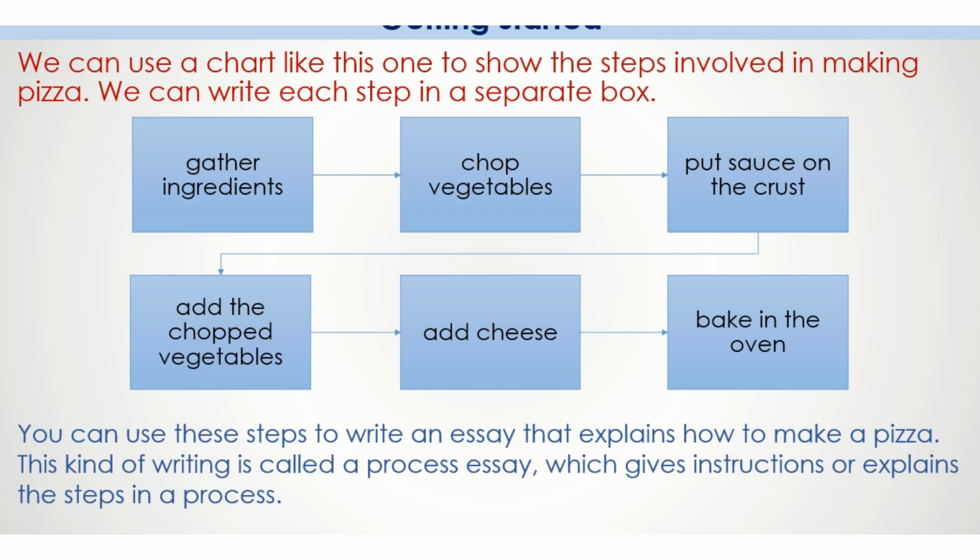So in the same way, you can use these steps to write an essay that explains how to make a pizza. This kind of writing is called a process essay or process writing, which gives instructions or explains the steps in a process from A to Z, from the beginning till the end. So what is a process essay?